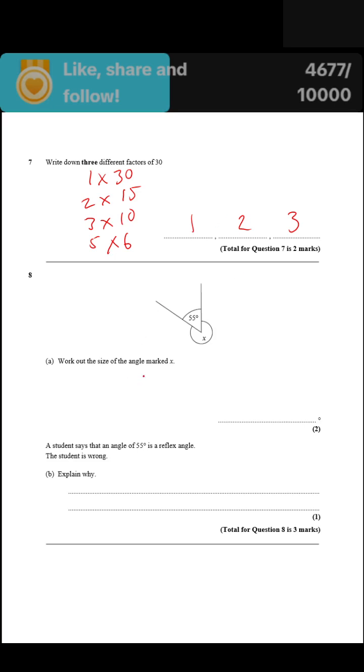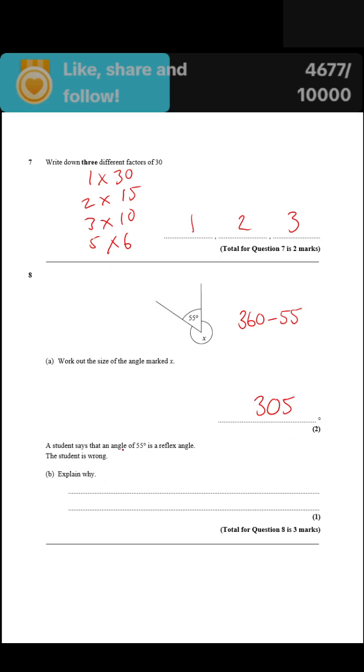Question number 8. Work out the size of the angle marked X. So in this one, we just need to know what the rule is for angles around a point. Angles around a point create a circle. Angles in a circle are 360, and I can see quite a few people in the comments writing the answer already, which is good. So do 360, take away 55, and that gives an answer of 305. So again, well done to those who worked that out.